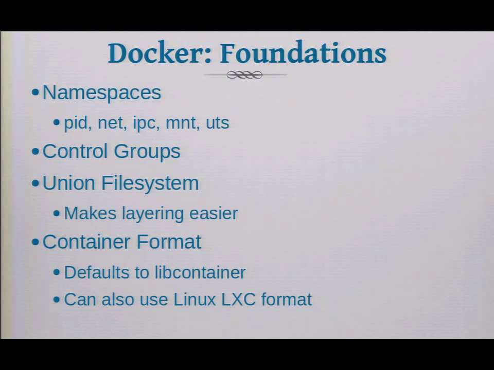Docker also uses what's called the union file system, UnionFS, which makes it easy to layer pieces of the file system on top of each other. We'll see more about the layers in a minute. And then last but not least, Docker came up with a container file system format that they call libcontainer. It's a standardized format so that you can take a container from one machine, ship it over to another machine, start that container there, and have your application up and running very quickly. So it defaults to using that container format. You can also use another container format called LXC that's used by the Linux kernel. So that's the foundational pieces.